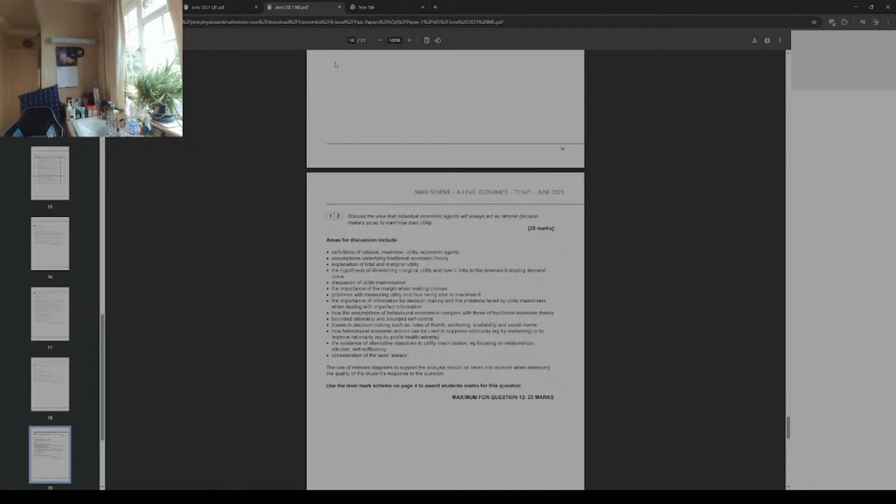Okay, now I'm going to do some practice in regards to the indirect tax and subsidy diagrams.